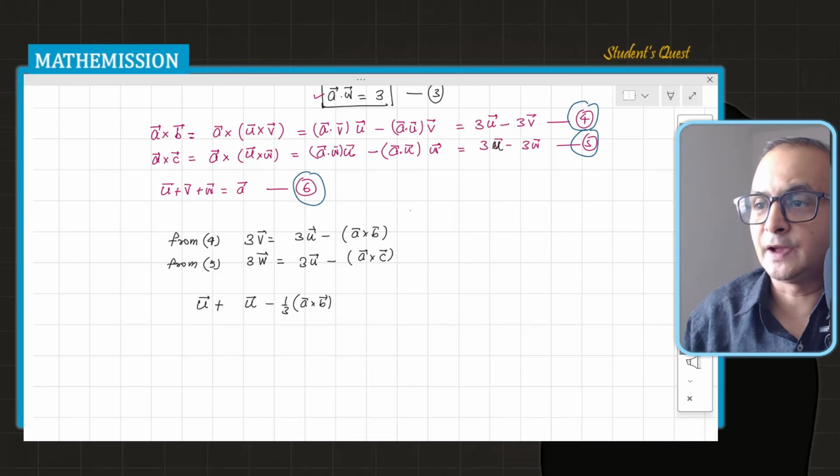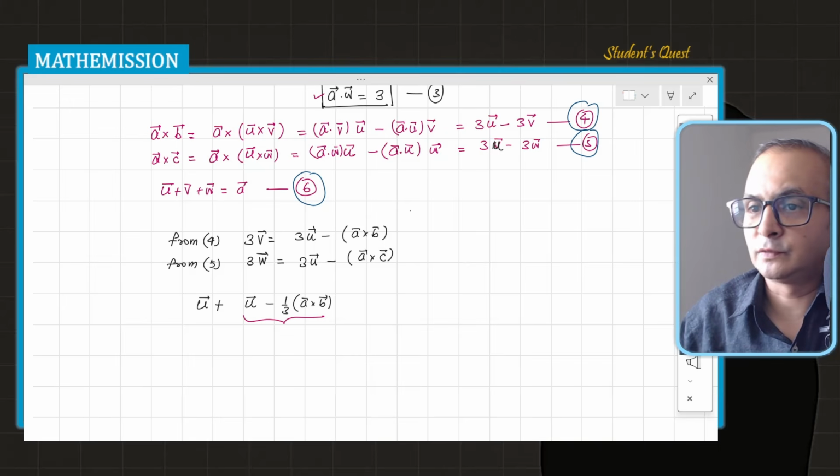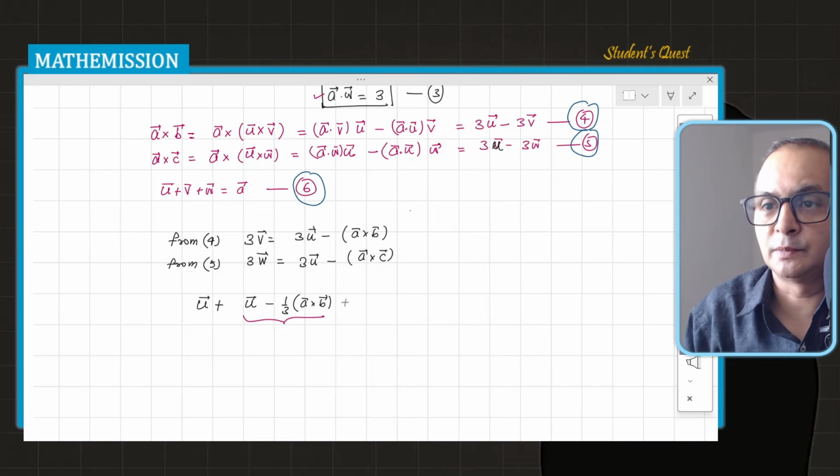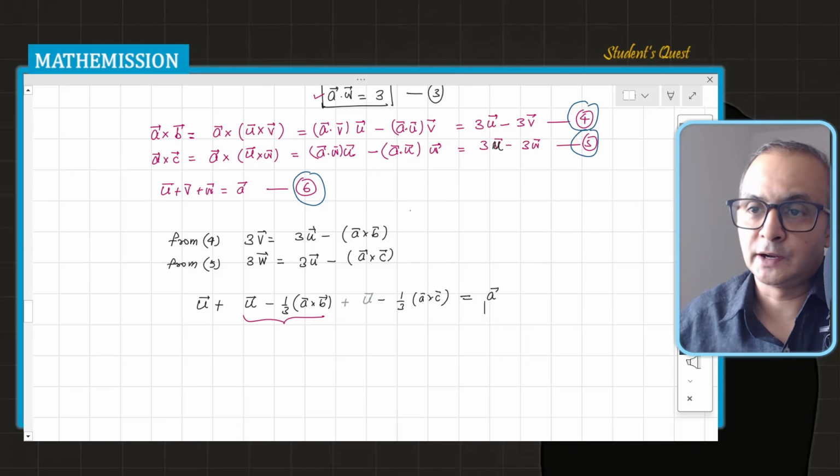This is the place value I have taken. If you understand, this is the value for the v. Now I'm taking the value of the w and putting it here. So the w value is here. That is, again I can write u vector minus 1/3 of a cross c vector, and that is equal to our a vector. So I have to find out the value of u.